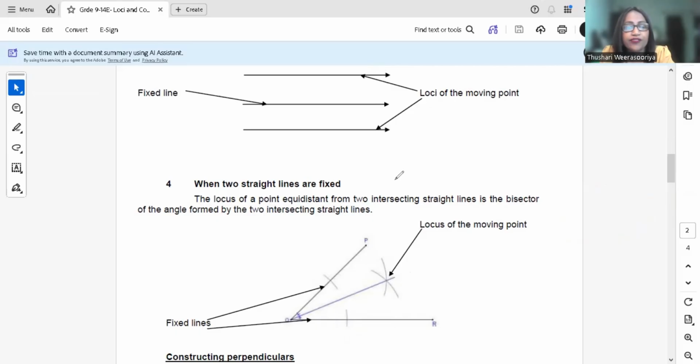When two straight lines are fixed, the locus of equidistance from two intersecting straight lines is the bisector of the angle formed by the two intersecting straight lines. Now, we'll take two straight lines, this and this. We don't take parallel lines, right? Now, just draw two straight lines.